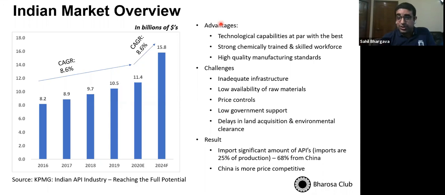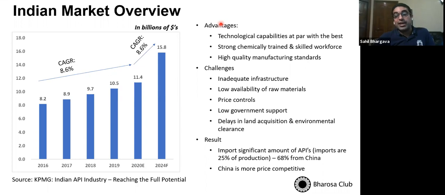Another big challenge that I uncovered through the research is India does not have the availability of the raw materials to produce APIs within the country. This is a big deal because you need chemicals to produce these APIs. And if India does not have them within its borders, it has to rely on sourcing these products from elsewhere. And we'll see in just a few minutes where that sourcing comes from.